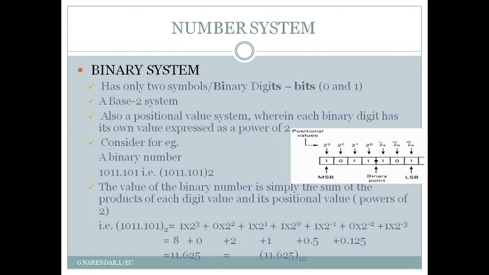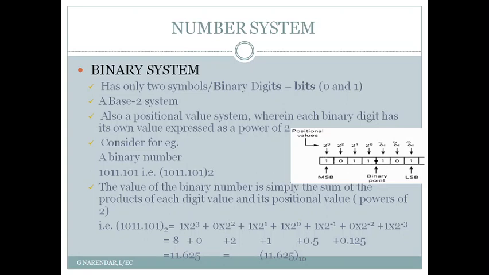So here below we have calculated the value of the binary number system by multiplying each digit with its corresponding position value. So 1 multiplied with 2 power 3, the MSB bit, followed by 0 multiplied by 2 power 2, followed by 1 multiplied by 2 power 1, after that 1 multiplied by 2 power 0. So these are the bits towards the left side of the binary point. Now come to the bits on the right side of the binary point. It is 1 multiplied by 2 power minus 1, and 0 multiplied by 2 power minus 2, and 1 multiplied by 2 power minus 3.